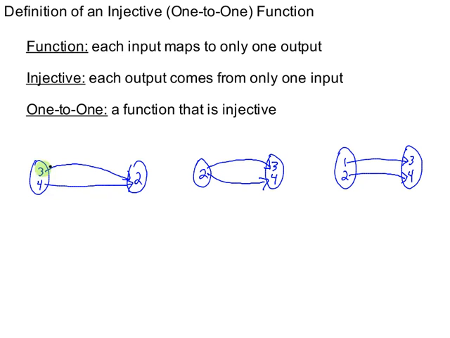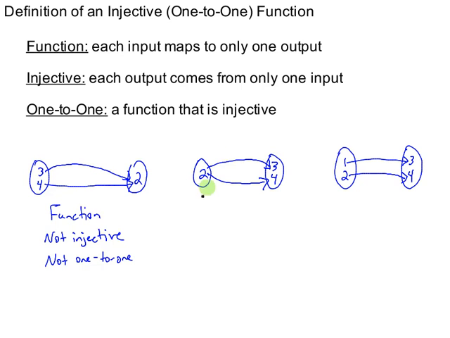This first mapping sends 3 to 2 and it also sends 4 to 2. So if it's a function, then each input should have one output. Well, this input of 3 has one output and this input of 4 has one output. So it is a function. However, it is not injective because the output of 2 came from two different inputs. And since it doesn't satisfy both conditions of being a function and injective, it is not one-to-one. In fact, you can see that it's 2 to 1, right? Both of these go to 1, so it's not one-to-one.